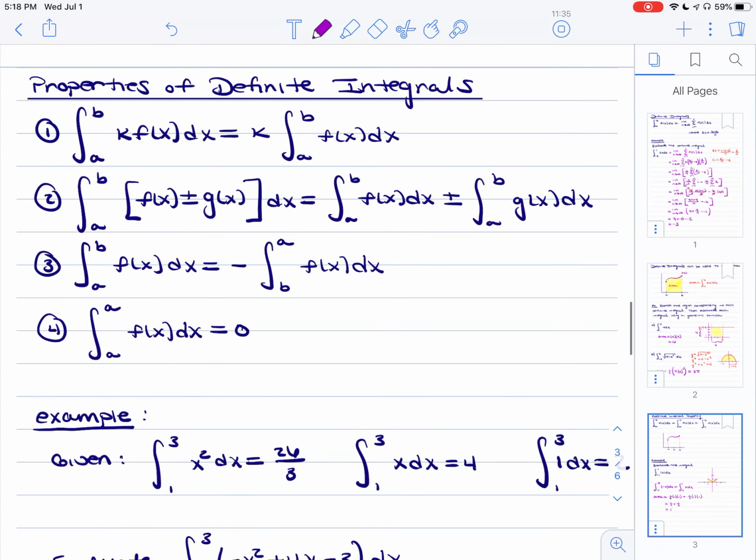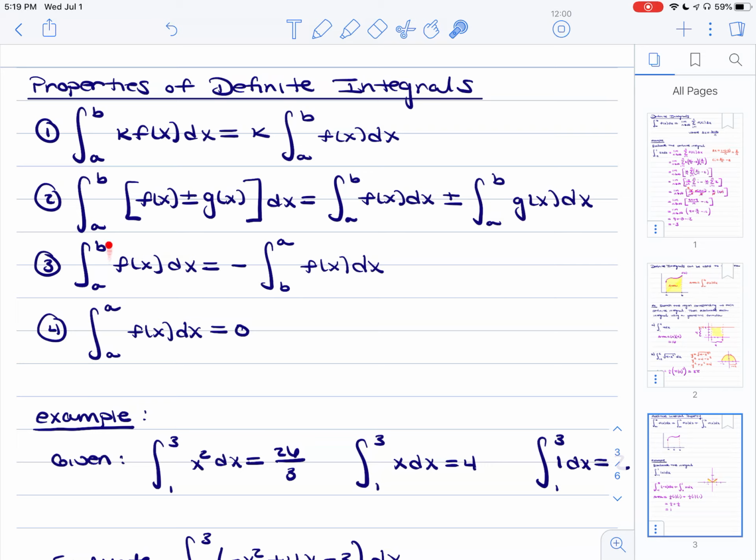All right, a couple more properties of definite integrals. Just to quickly walk you through these: if we have a constant inside of a definite integral, we can pull that constant out front. If we have the definite integral of a sum or difference, we can split it into the sum or difference of two different integrals.